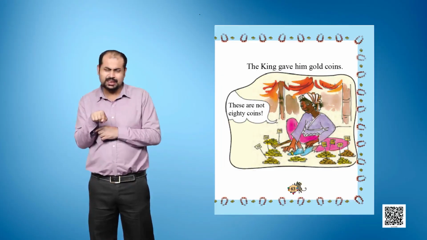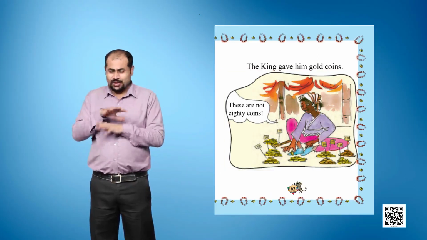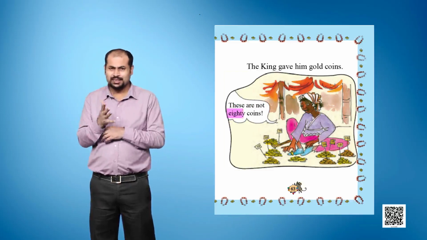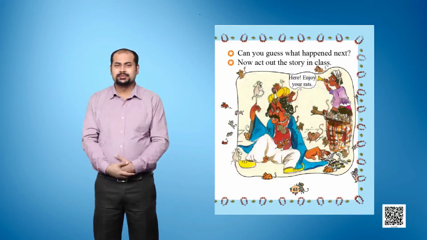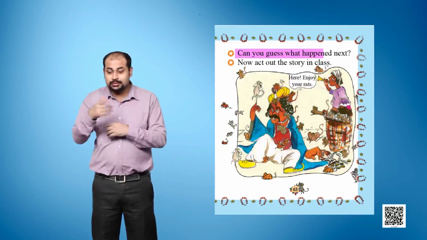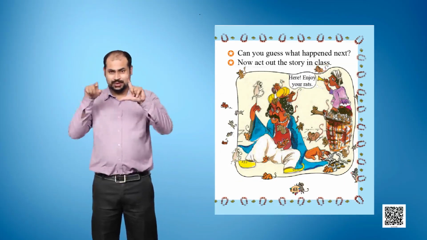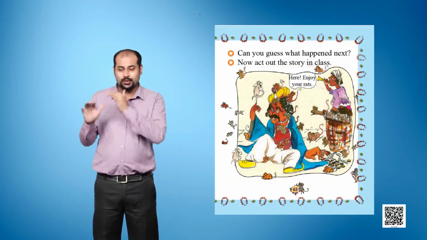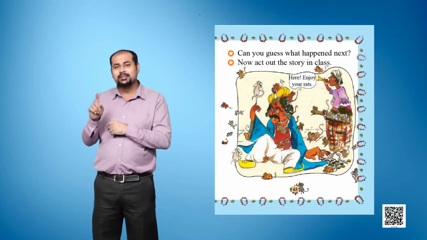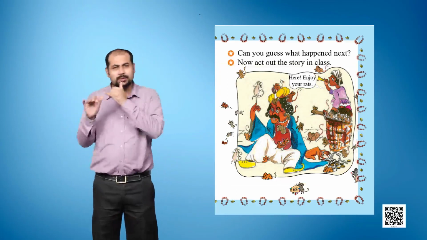He is saying, "These are not 80 coins." Can you guess what happened next? The picture shows the flute man playing flute, and this time the rats are coming out of the basket.